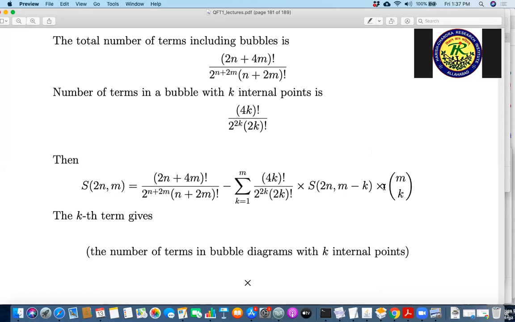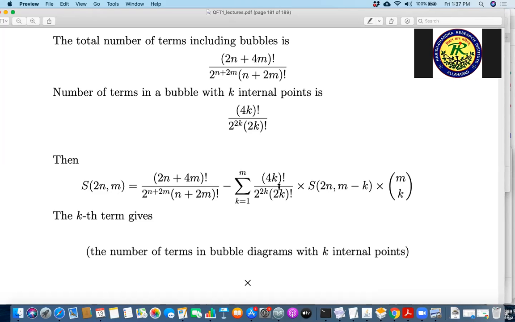And this factor, if you remember, you had encountered earlier when you were trying to show that the total expression actually factorizes into the product of the sum over terms without bubbles and 1 plus the sum over bubbles. So that's this combinatoric factor, m choose k. You can also write it as m choose m minus k, how many ways you can choose these m minus k internal points out of m. It's the same result. And then, of course, you have to sum over k from 1 to m, because that can be a bubble with 1 internal point or 2 internal points, 3 internal points, all the way up to m internal points.